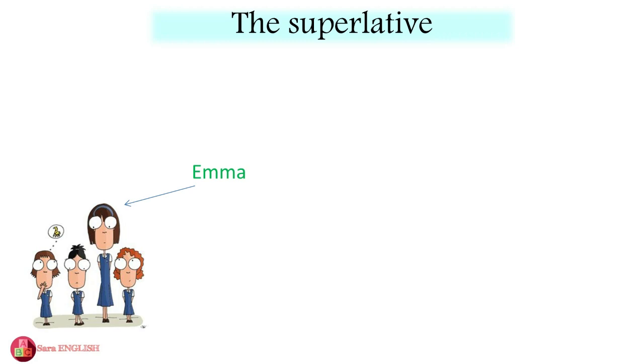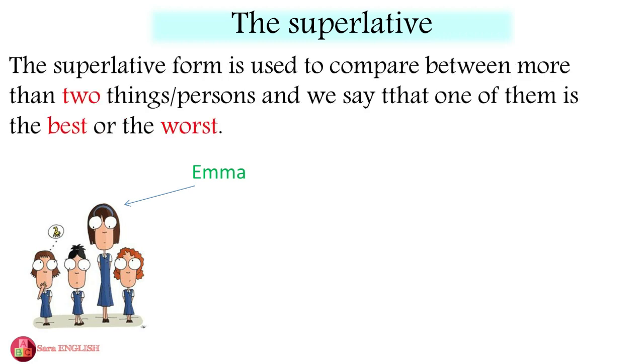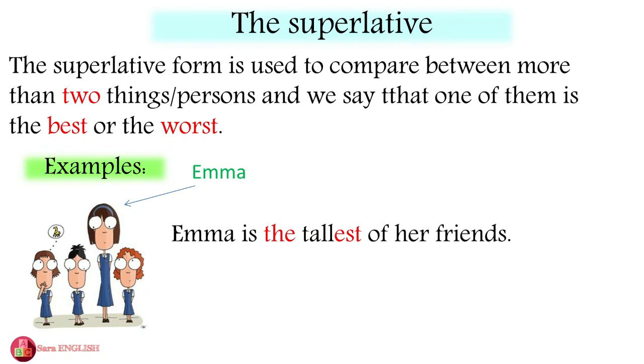So now let's see the superlative form. The superlative form is used to compare between more than two things or more than two people. And we say that one of them is the best or the worst, depending on whether the adjective carries a good meaning or a bad meaning. For example, we have here 4 friends. One of them is Emma. We can say Emma is the tallest of her friends.